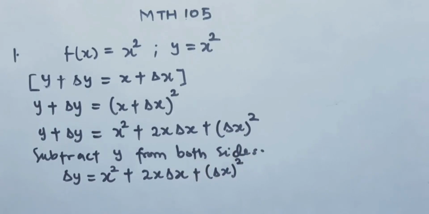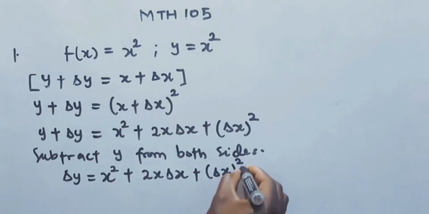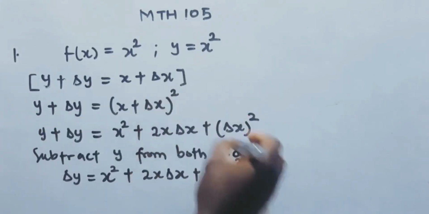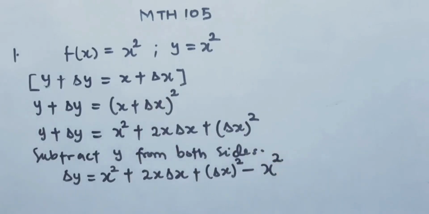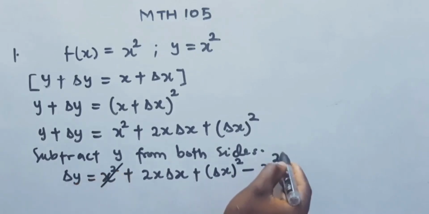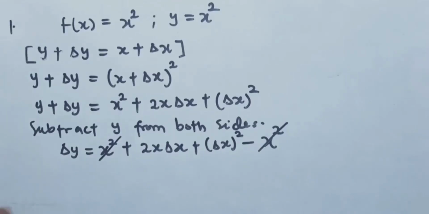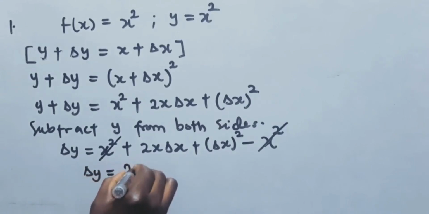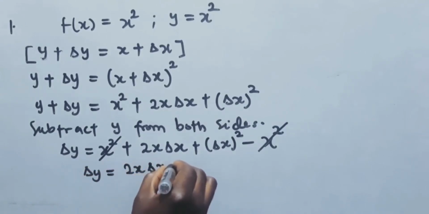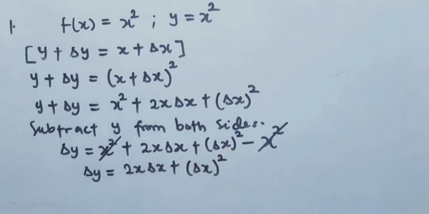Okay, but going back to what I have here, my y was actually x squared. So minus x squared. Now at this point, something cancels out. What do you notice? x squared nullifies x squared. Okay? So what is left is change in y equals 2x change in x plus change in x all raised to the power of 2.